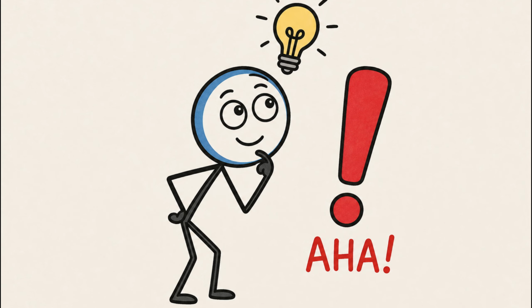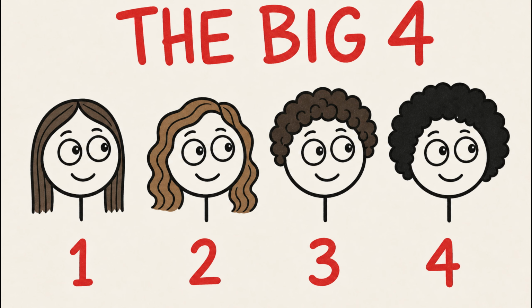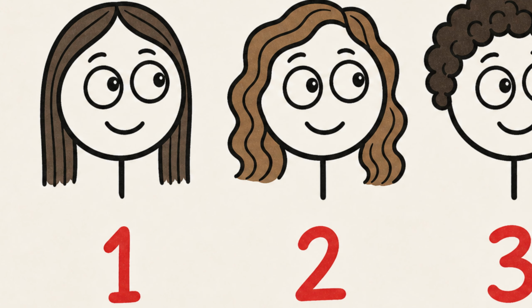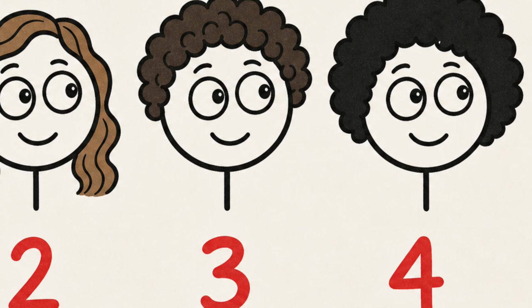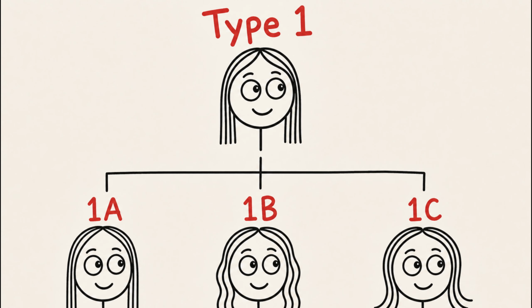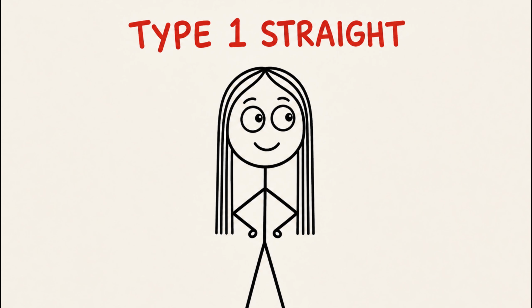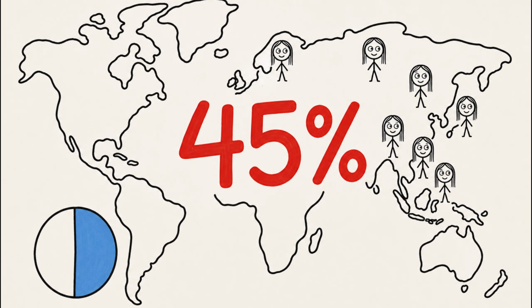But here's where it gets interesting. Scientists classify hair into 4 main types: Type 1, Type 2, Type 3, and Type 4. But within each type, there are subtypes: A, B, and C. So let's walk through them. Type 1, straight hair. This is the most common hair type on the planet. About 45% of all humans have it.